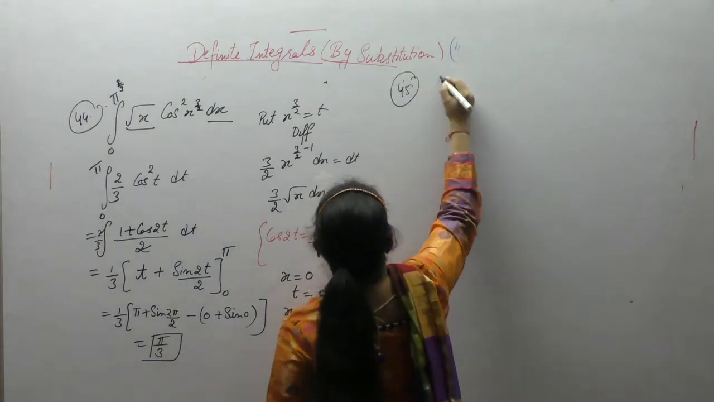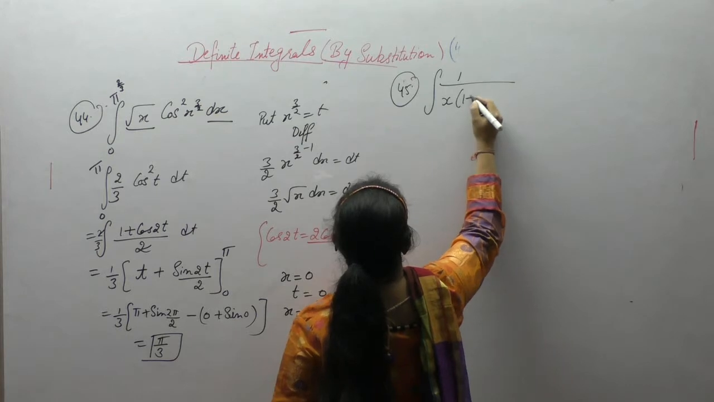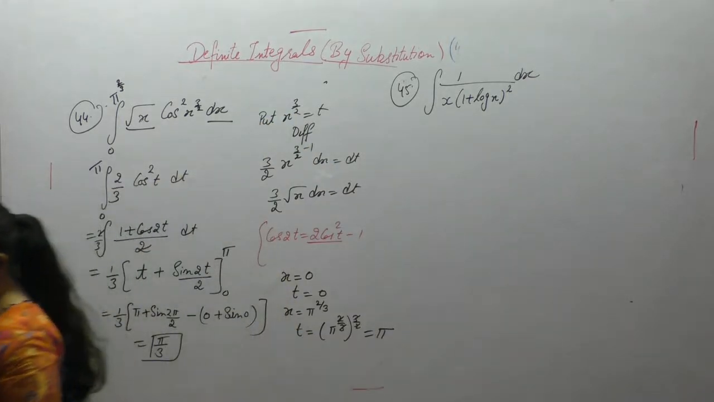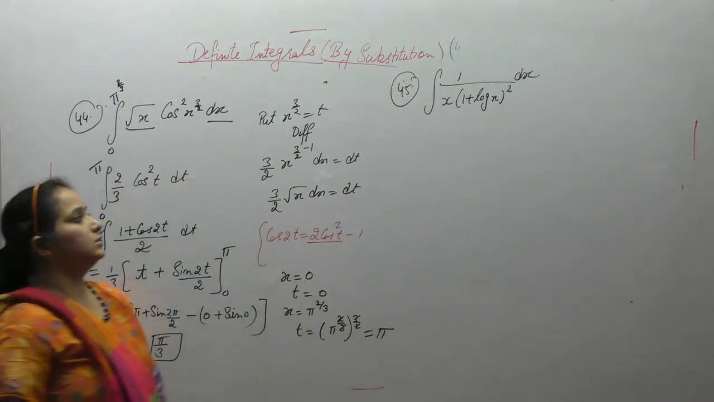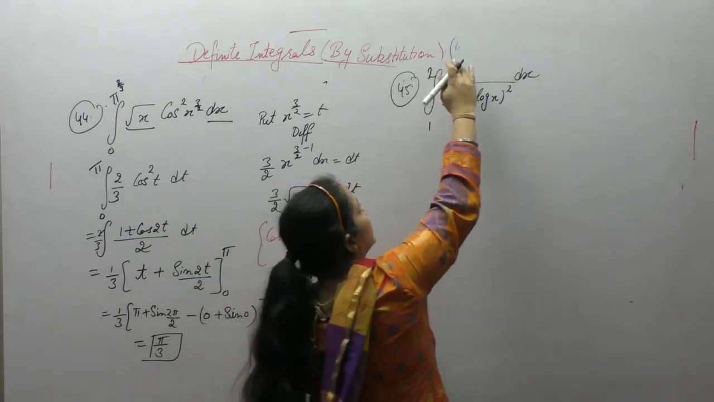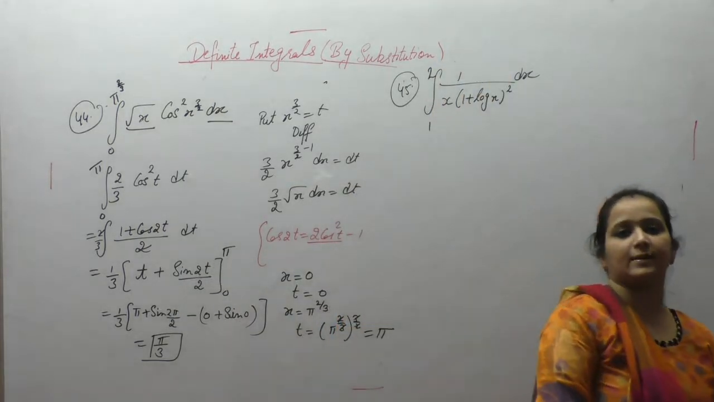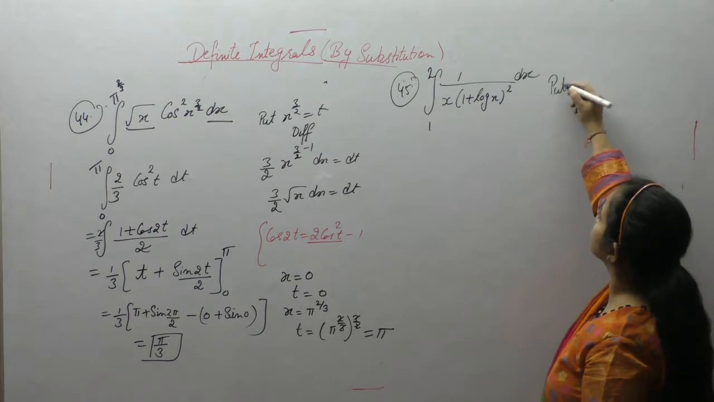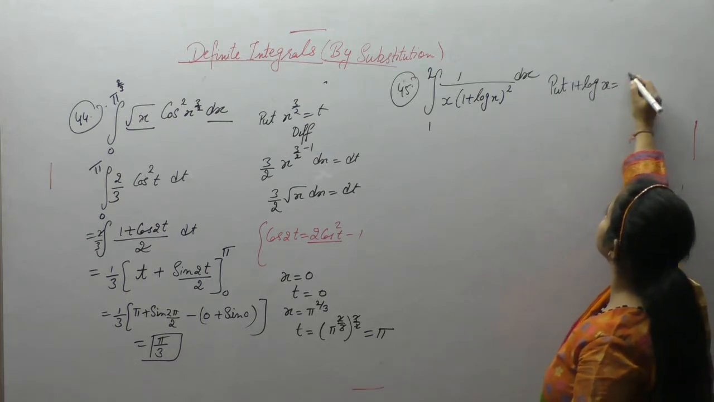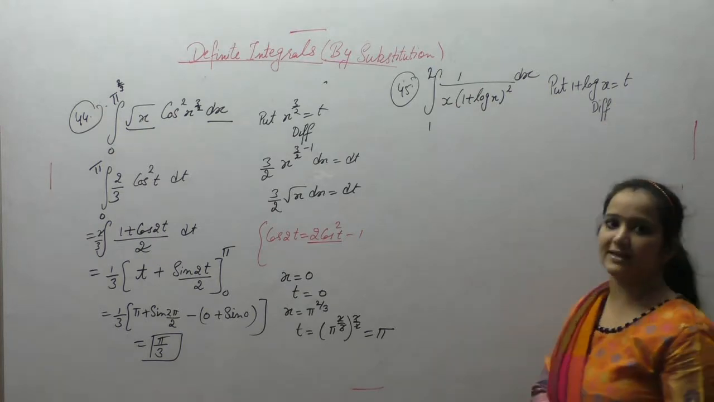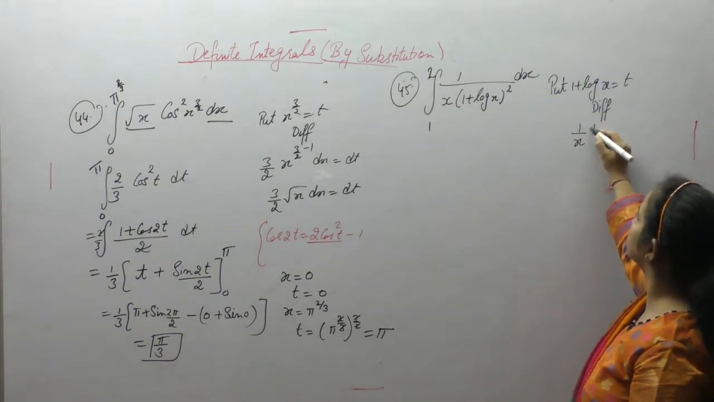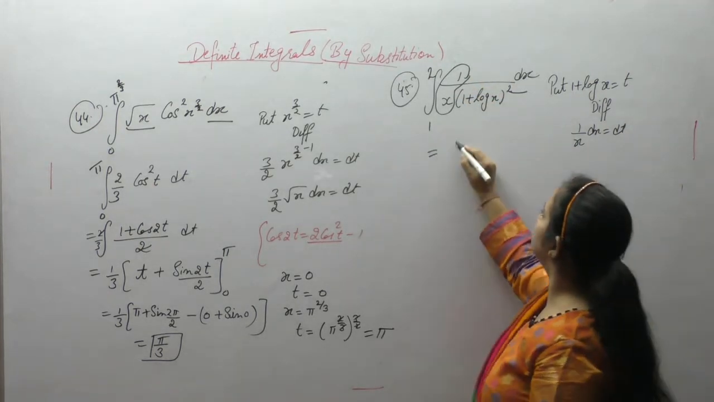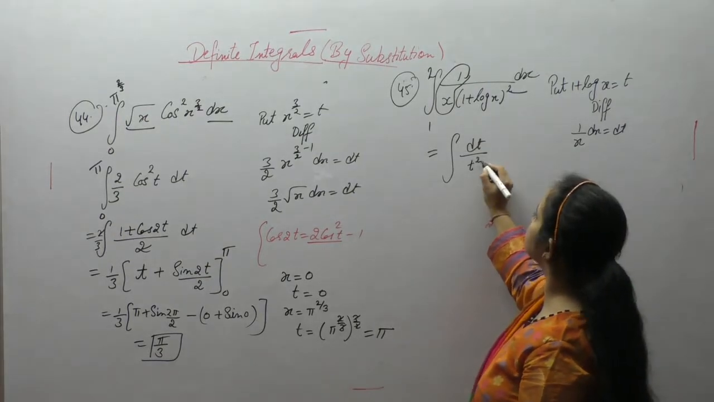Next one is integral of 1 upon x into (1 plus log of x) square dx. Limit is 1 to 2. In this question we have the derivative of 1 plus log x. Derivative of 1 is 0 and log x is 1 upon x. So put 1 plus log of x as t. 1 by x dx is dt. 1 plus log x is t.